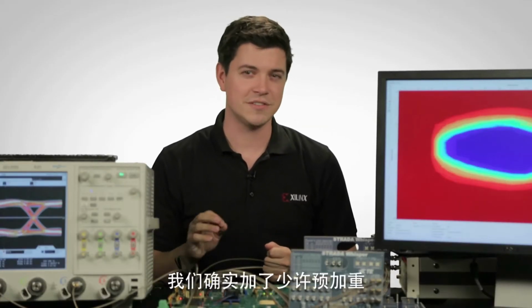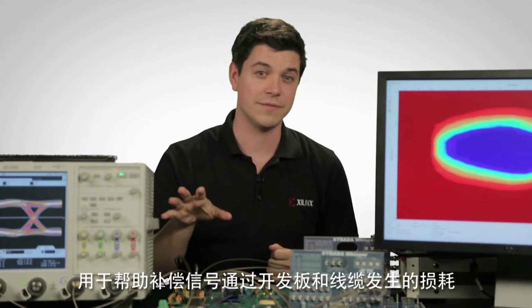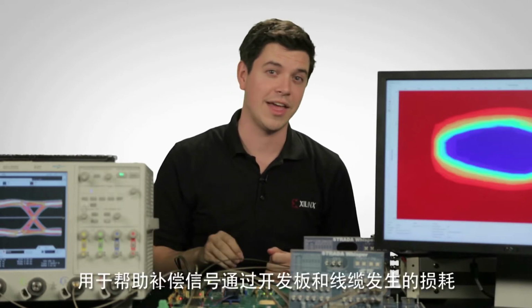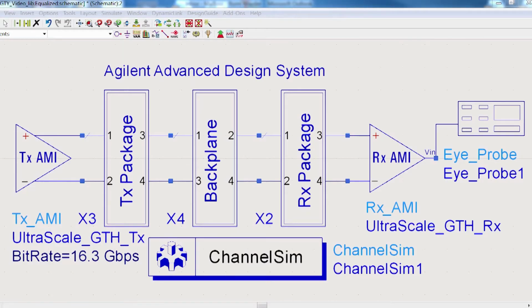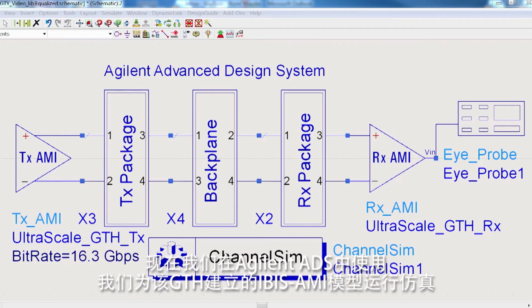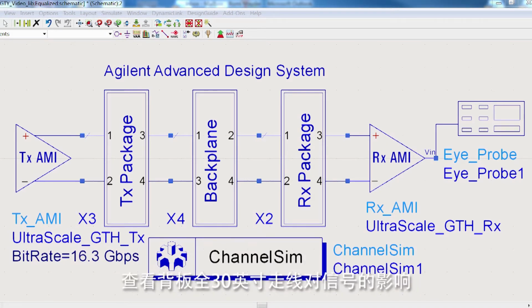We do have a touch of preemphasis dialed in here to help compensate for the losses through the board and this length of cable, but these numbers are really showing the performance of the GTH PLLs. Now, we have run a simulation in Agilent ADS using our IBIS AMI models of the GTH to show the impact of the full 30 inches of backplane on the signal.